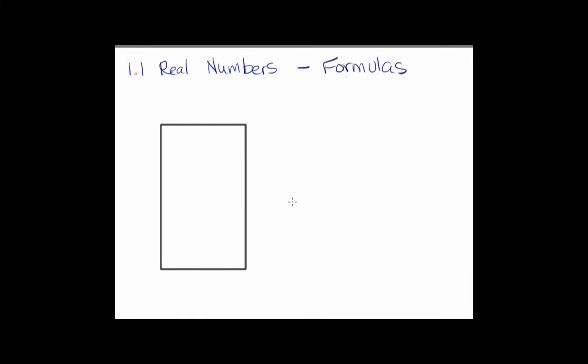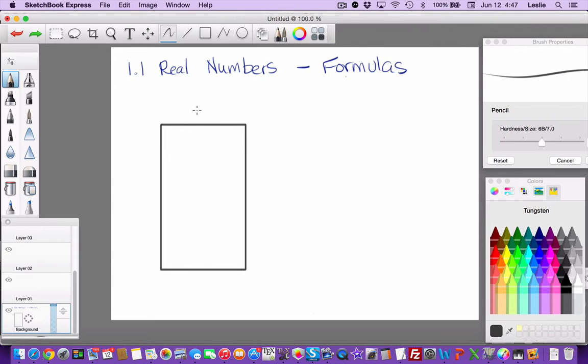The area of a rectangle is a way of describing how much space there is inside the rectangle. If we have a rectangle with a width of 1 inch and a length of 2 inches, how much space is there inside this rectangle?